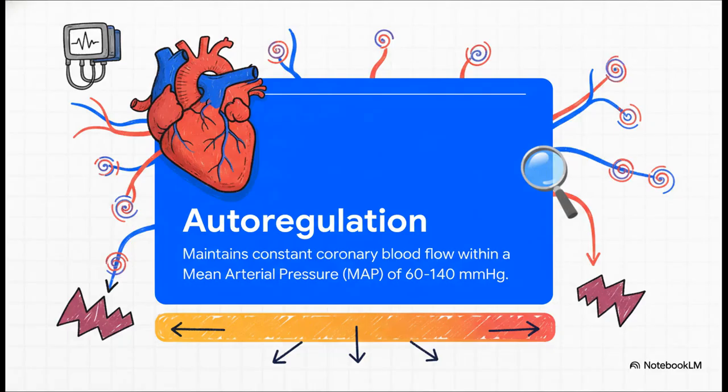So the heart has this amazing built-in feature called autoregulation. Seriously, think of it like cruise control for its own blood flow. As long as your patient's mean arterial pressure, their MAP, stays somewhere between, say, 60 and 140, the coronary vessels can cleverly adjust their own resistance to keep the flow perfectly stable. But here's the kicker. If you drop below that range, flow becomes totally dependent on pressure. And that, my friends, is a terrifying place to be.